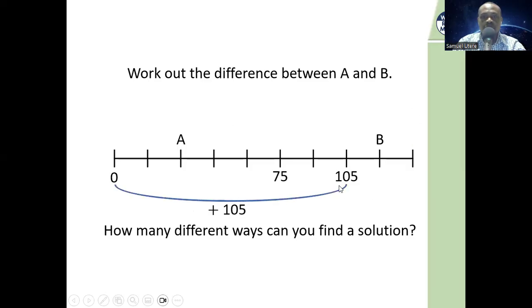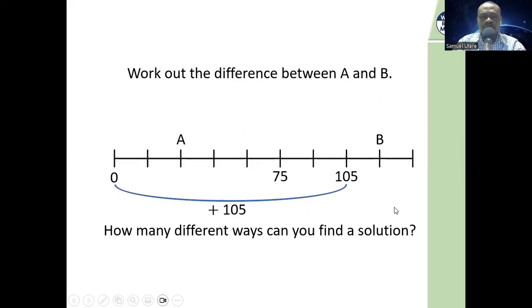Another way could be that I have spotted the difference between 105 and 0. So I can see that. And I can also see that I have 1, 2, 3, 4, 5, 6, 7. So I have 7 intervals between 0 and 105. I can then do 105 divided by 7, which will give me 15. I can use that information to complete the number line. And then again, I can subtract A from B to find out the difference between A and B.